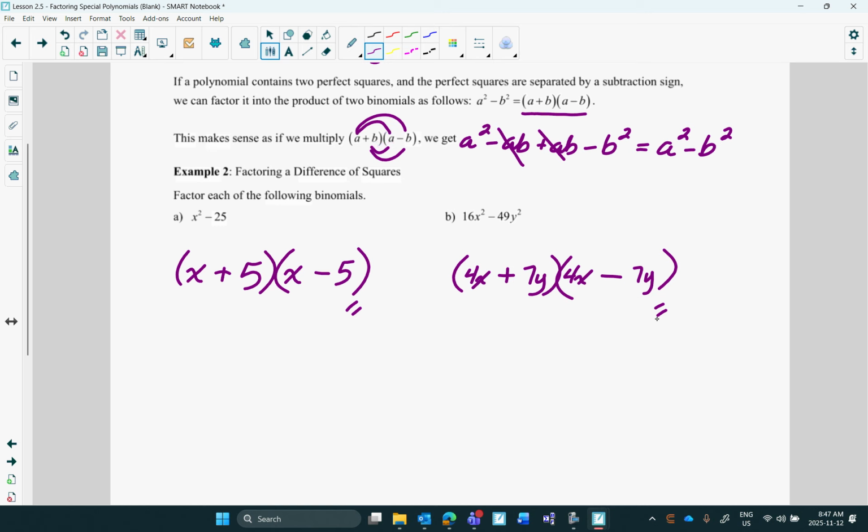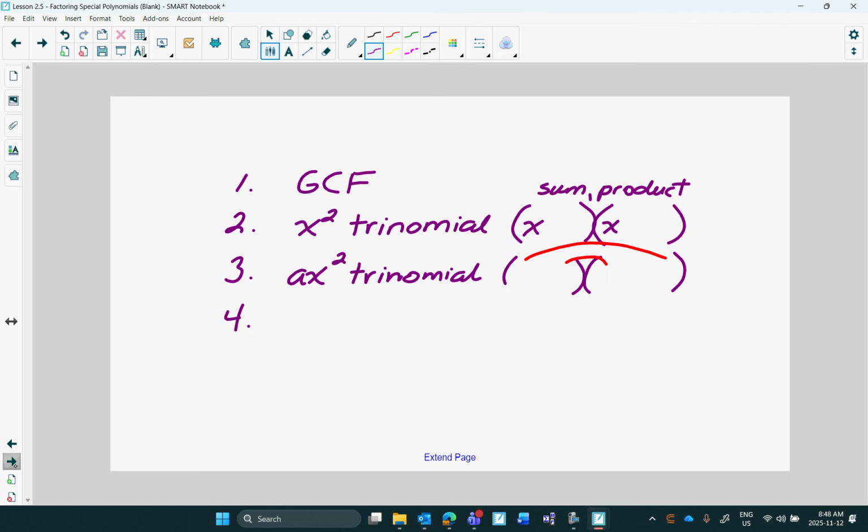Okay, so it's pretty straightforward. You don't have to do any guessing and checking, like find sum and product, things like that. So that means the last one is a difference of squares.